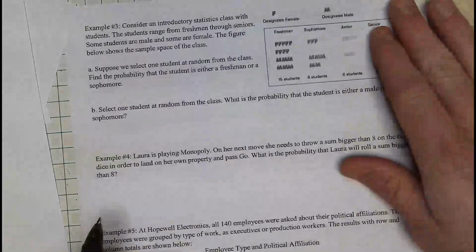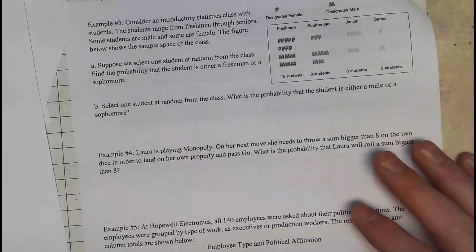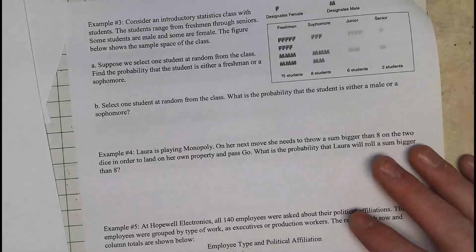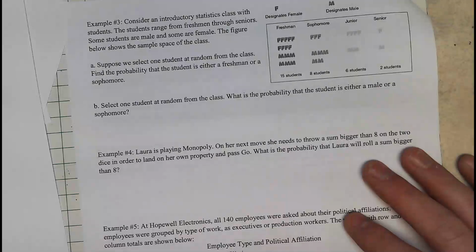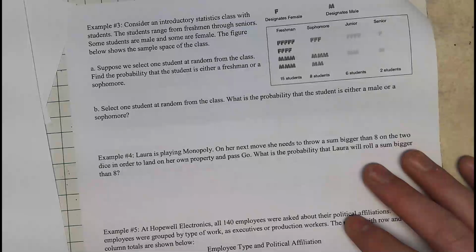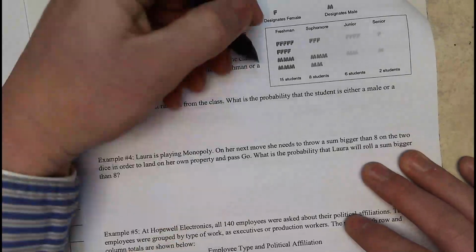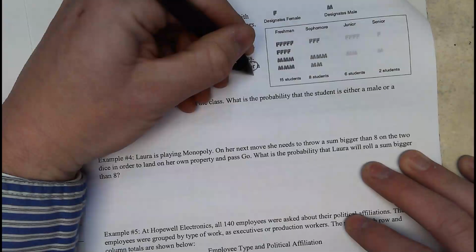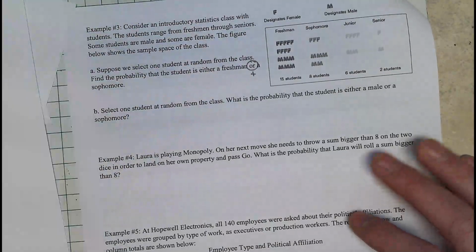Okay, so consider the introductory stats course with students. Students range from freshmen to seniors. Some students are male, some are female. The figure below shows the sample space of the class. Suppose we select one student from the class. Find the probability the student is either a freshman or a sophomore. Or is a keyword to mean add.